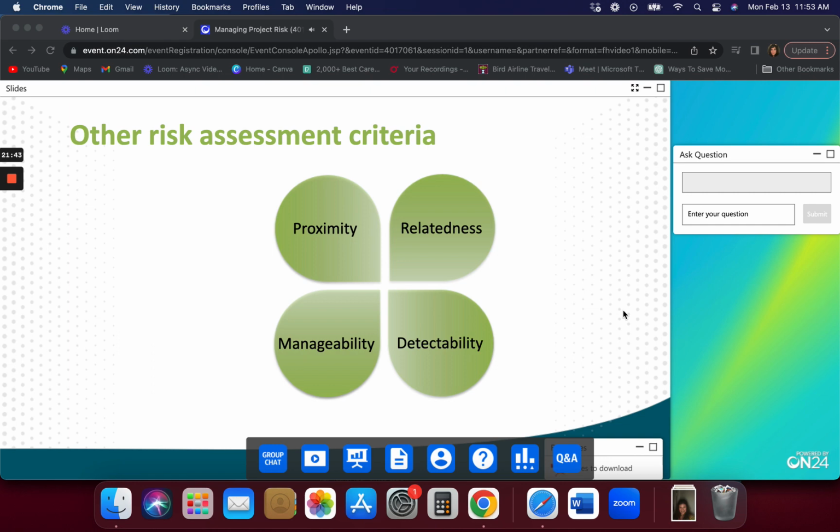So here are a few: proximity, relatedness, detectability, and manageability. Let's go through those one at a time. Proximity means what is our proximity time-wise? If it were to happen, when would that be? Because if it's going to be next week, then it's obviously going to be worth our while to address it now than the risk that is only going to happen in 3 months' time. And if we don't do it in the next week, then it's going to be too late.